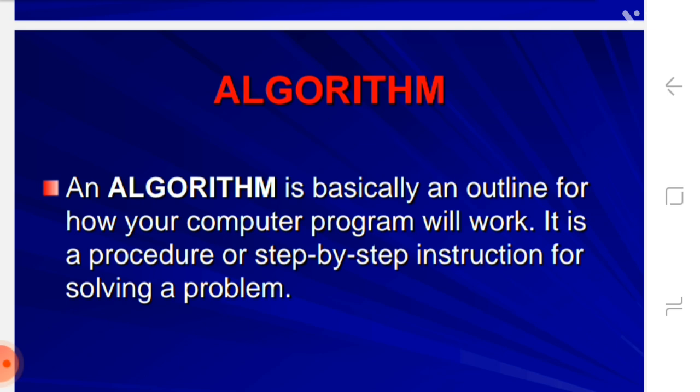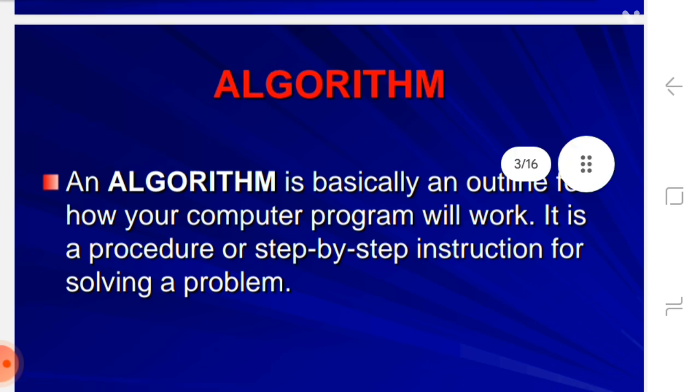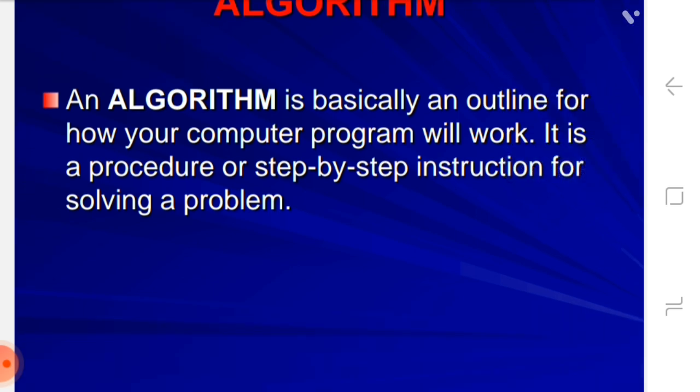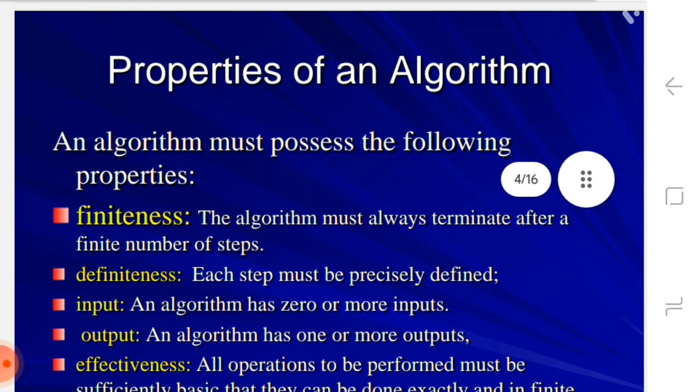Breaking down, basically algorithm means what? Breaking the problem into simpler problems, or subtasks you can say. That is what an algorithm is. There we are breaking down the problem into simpler, smaller tasks, and that is written in the algorithm. Okay, what are the properties of an algorithm?